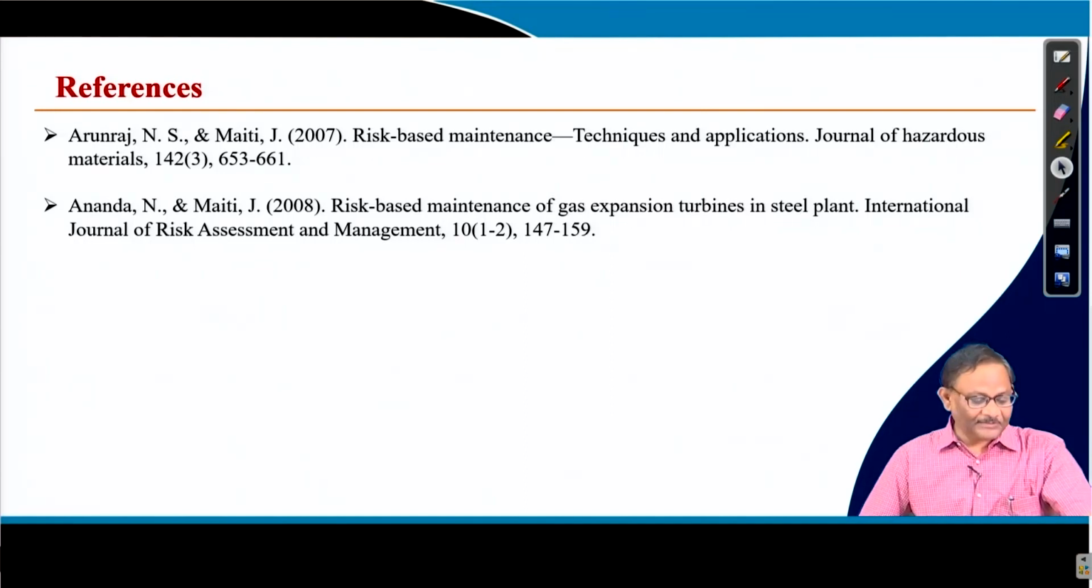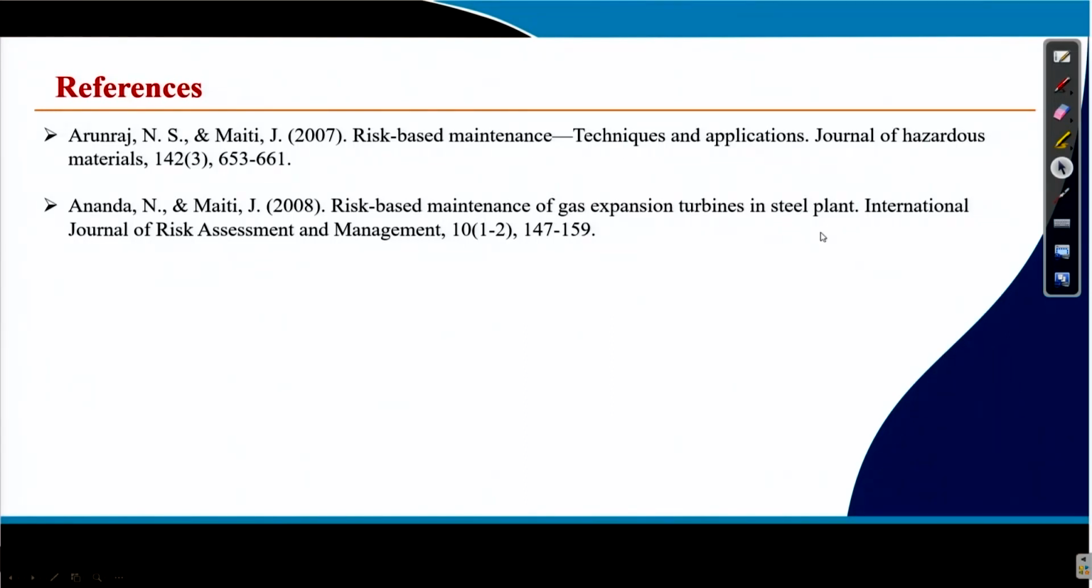Here I have taken the help of two of my earlier works, one published in the Journal of Hazardous Materials and another published in the Journal of Risk Assessment and Management. And based on these two publications, I prepared this lecture.